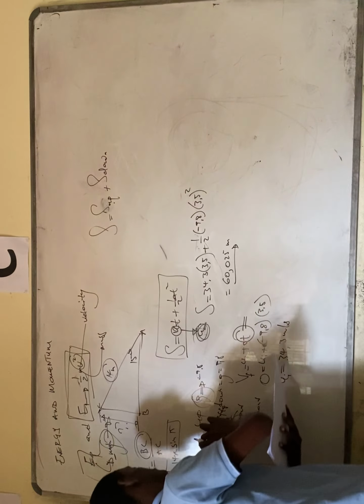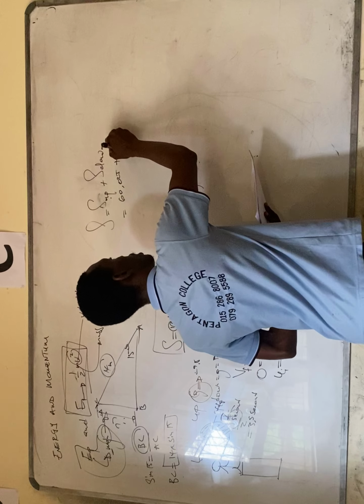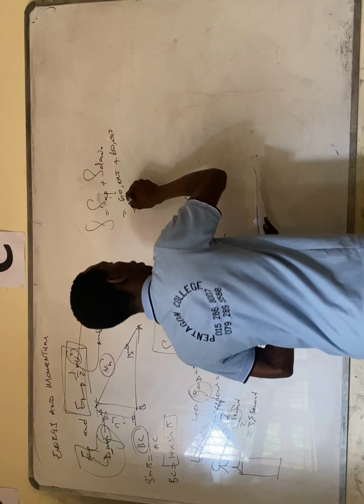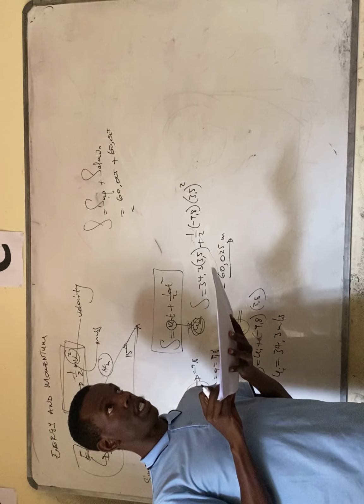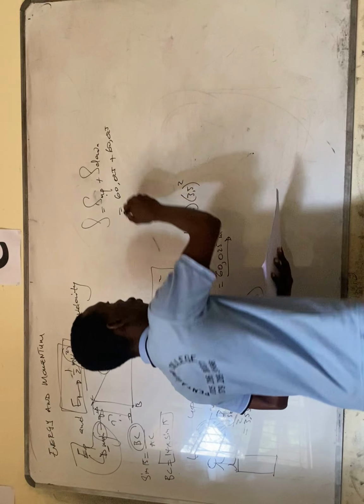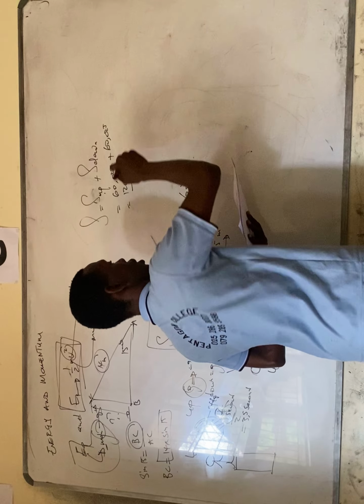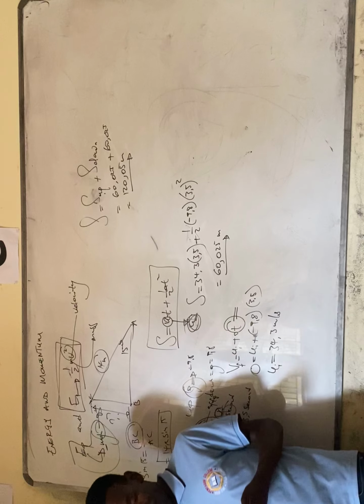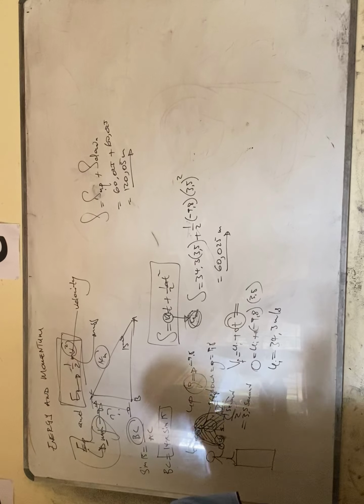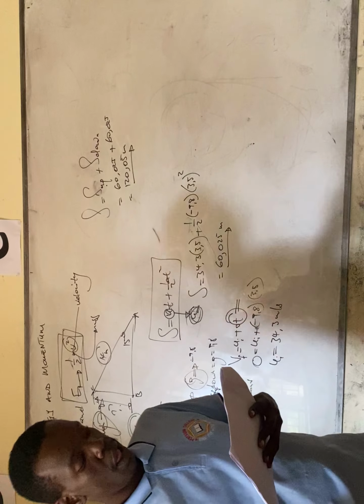So 60.026 plus 60.025, our answer is the same as 120.05 meters. This is our answer for the total distance covered by the ball.